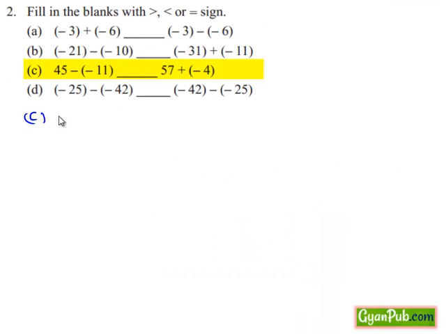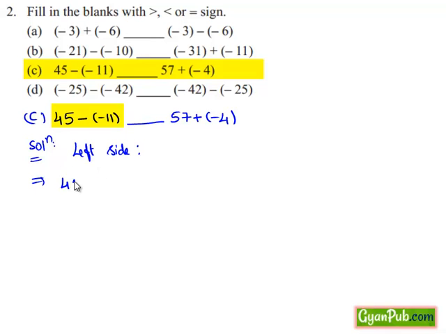Write down the C bit. 45 minus of minus 11 dash 47 plus of minus 4. Here we should find the sign with which the given equation will be balanced. Coming to the solution, on the left hand side of this equation we have 45 minus of minus 11. Here we are subtracting a negative integer. For subtraction of negative integer, we can also write as the addition of its additive inverse. We know that additive inverse of minus 11 is plus 11.